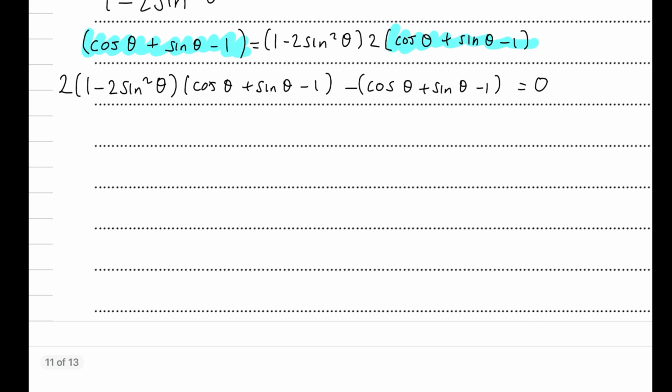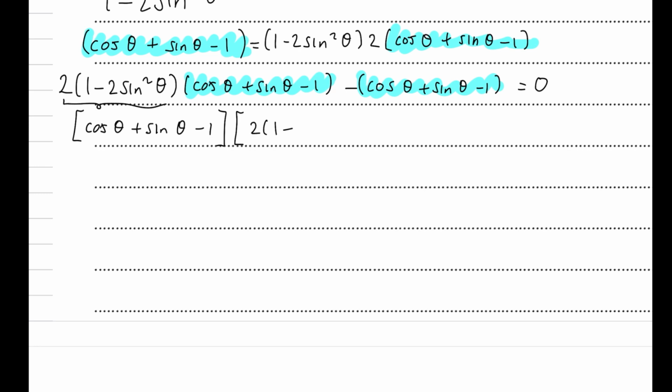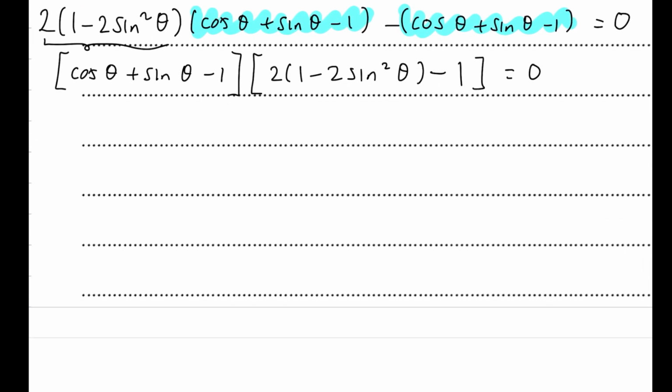Now we can factorize the cos theta plus sine theta minus 1. Okay, so we will get cos theta plus sine theta minus 1. We take it out, and then we have the rest: 2 times 1 minus 2 sine square theta minus, this is we have 1, so minus 1 equals to 0. Now from here we just need to solve each factor.